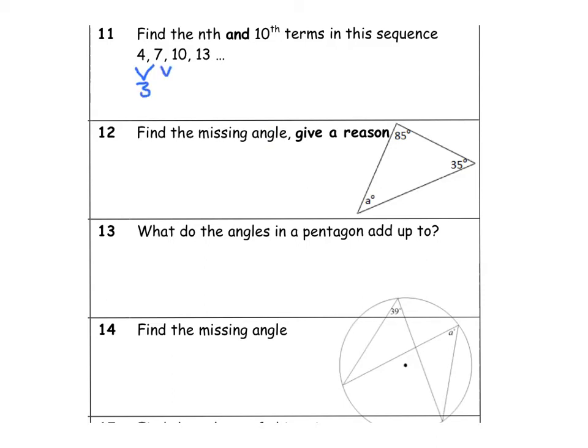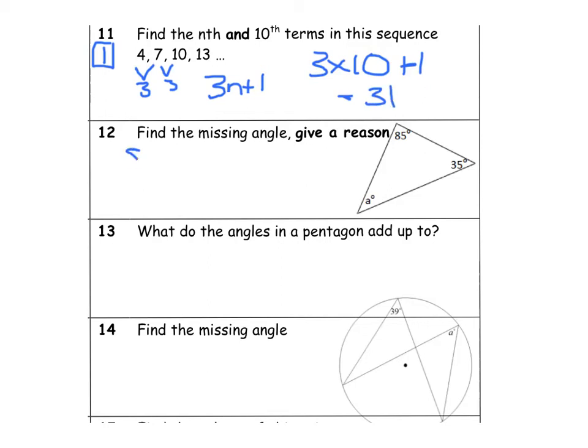If it's going up in 3s, that tells us the formula has a 3n. And if there had been a number before the 4, it would have been 1, so it's 3n plus 1. We're asked to find the 10th term, so that is 3 times 10 plus 1, 31.